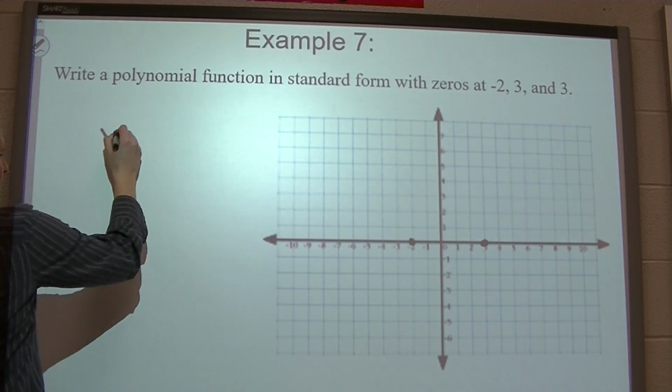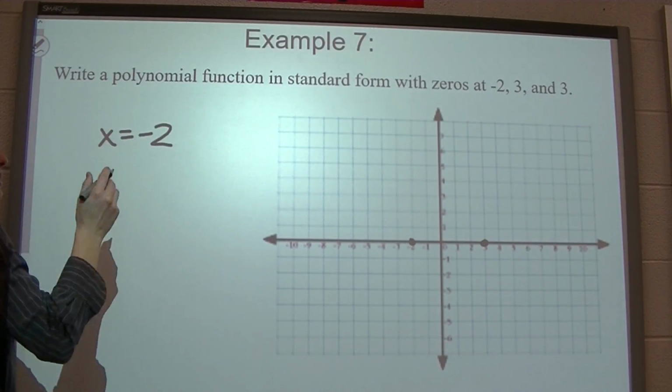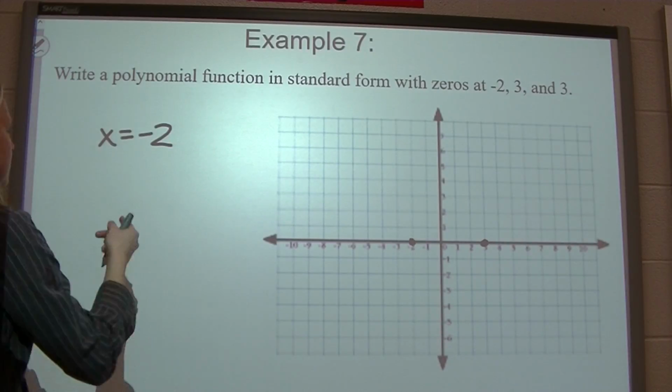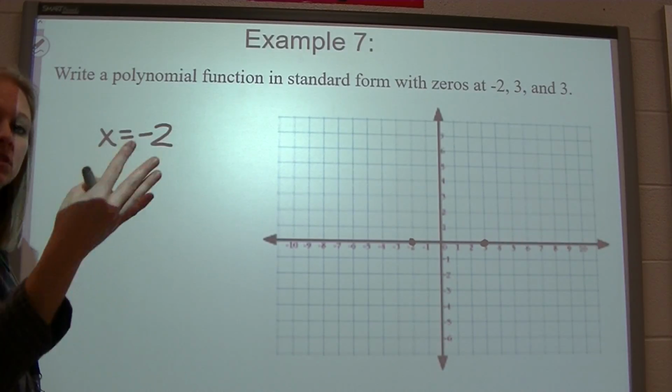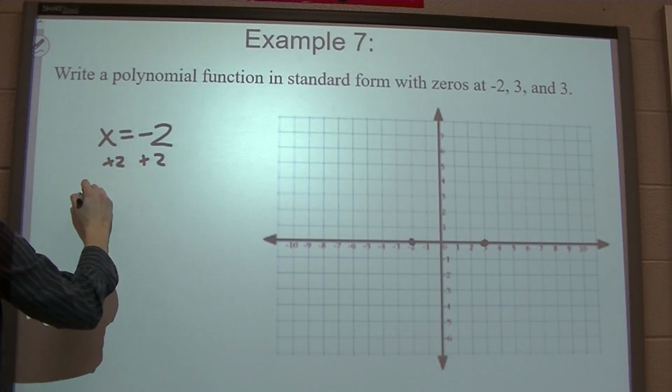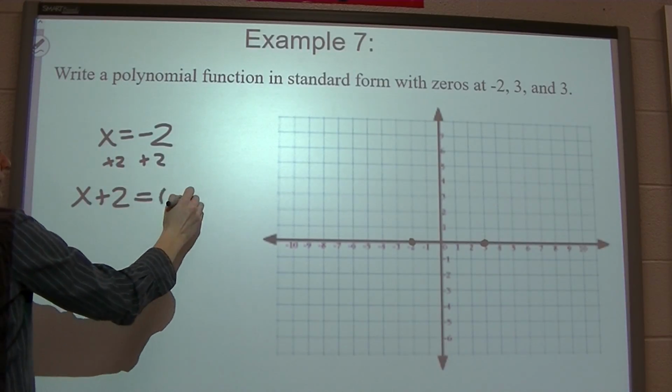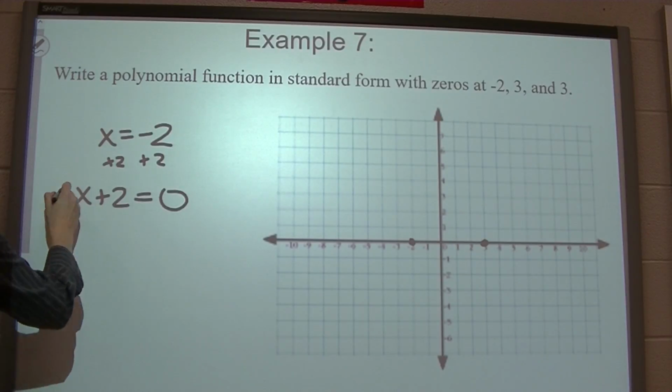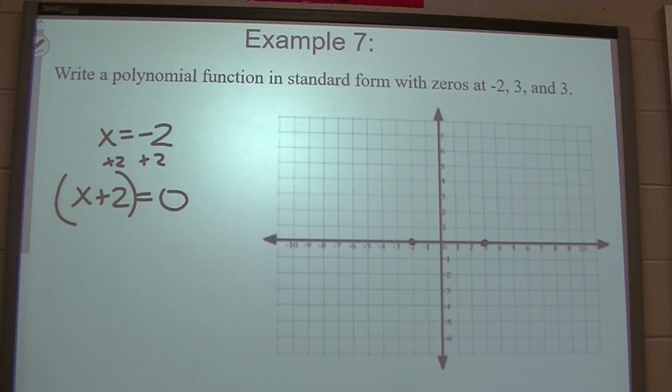Okay, so since x equals -2, we're just working backwards. So instead of getting x by itself, get x equal to 0. That way we know what the 0 is. So we can add 2 to both sides, and we'll have x plus 2 equals 0. Here's one of my factors.